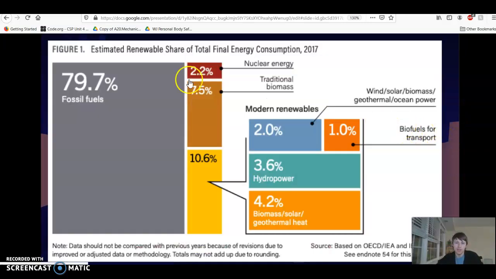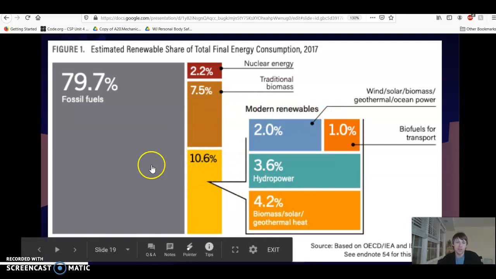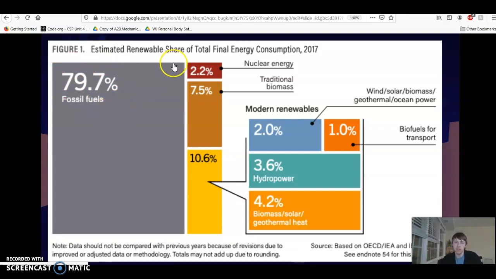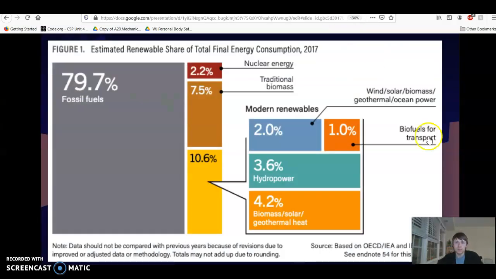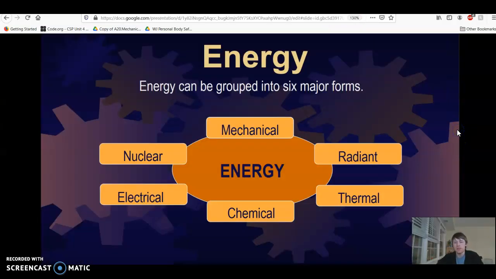All right, this is further breaking down the renewables. So modern renewables, very, very small amount, as you can tell, roughly 10%. And then fossil fuels take up about 80%. And then we have a little bit of nuclear and traditional biomass. All right, ignore that.